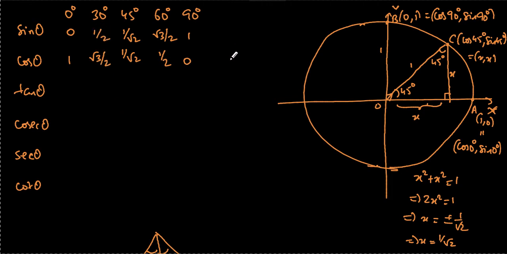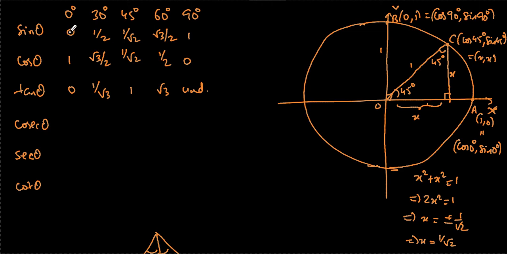Once we get sin and cos, we can write the four different ratios. Tan will be sin by cos, so 0 by 1 is 0. Half by root 3 by 2 is 1 by root 3. This is 1. This is root 3. 1 by 0 is undefined.